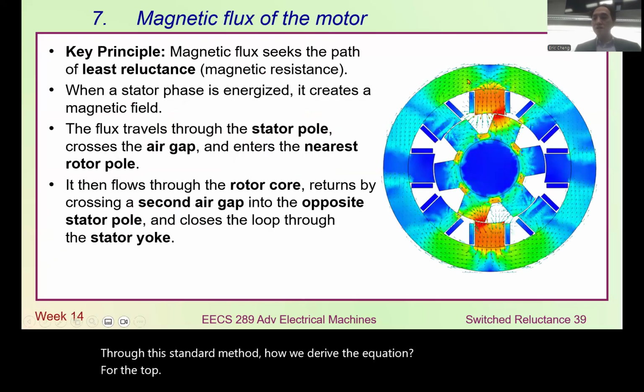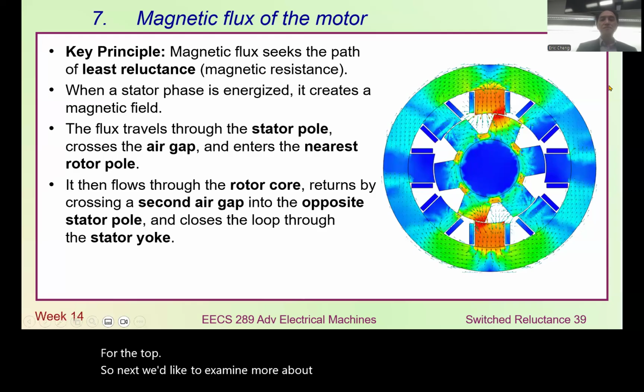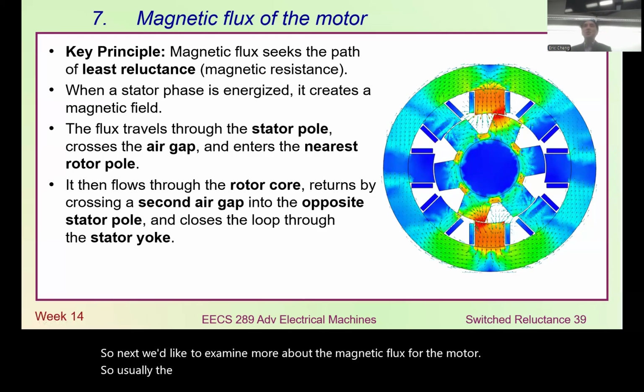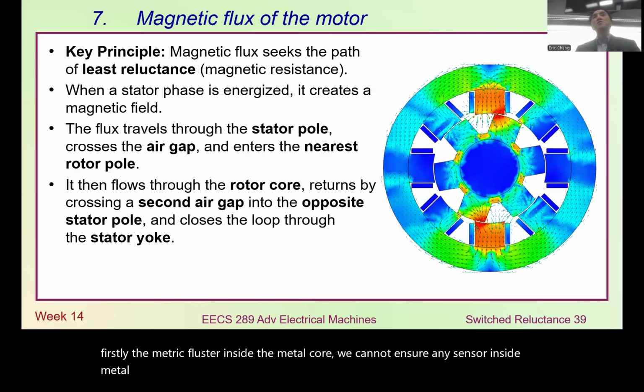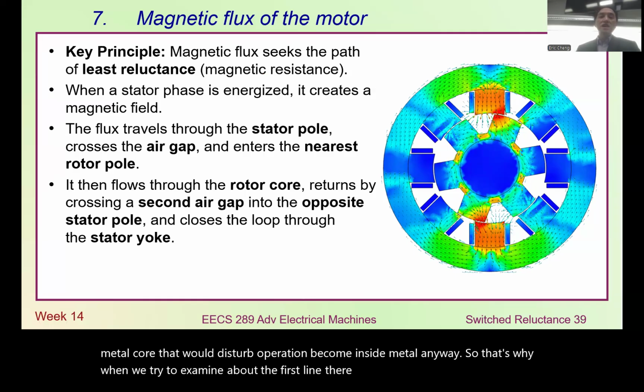So next, we'd like to examine more about the magnetic flux for the motor. Usually for the magnetic flux of a motor, we cannot measure it properly because the magnetic flux is inside the magnetic core. We cannot insert any sensor inside the magnetic core, as that would disturb operation. We can't insert anything inside metal anyway. So when we try to examine the flux lines there, we use finite element analysis.